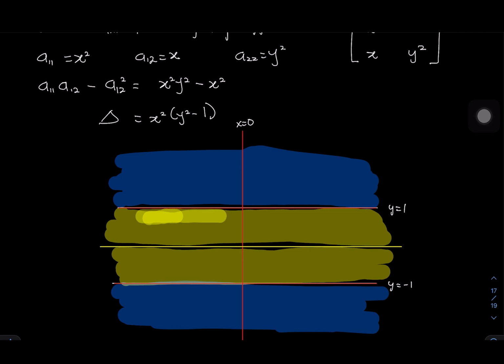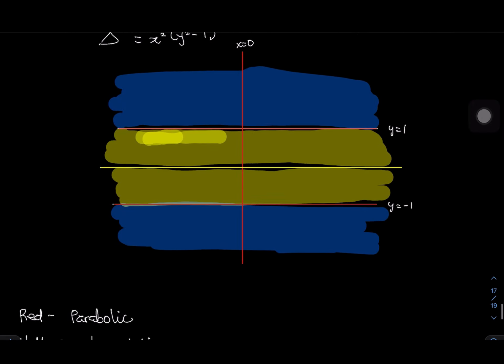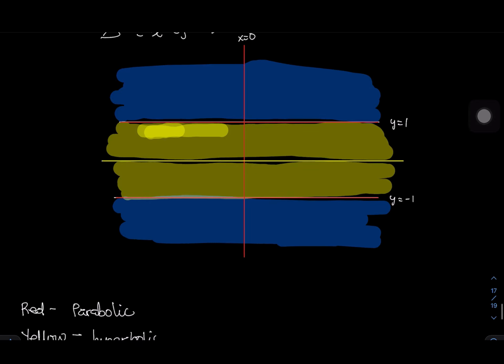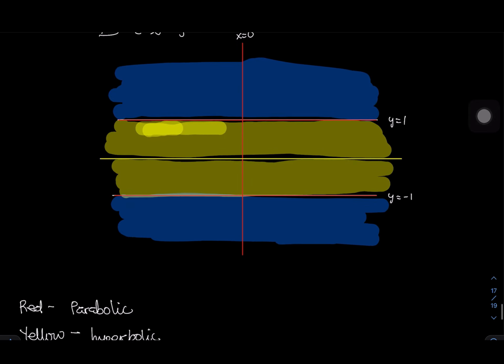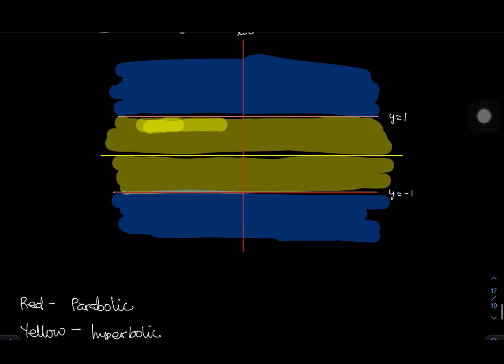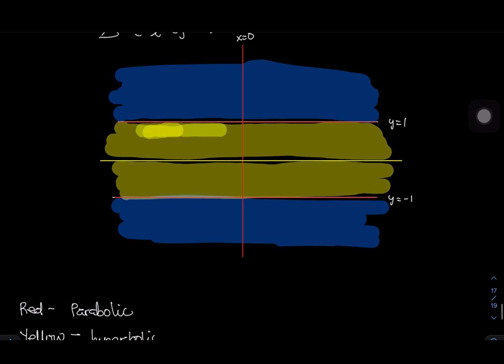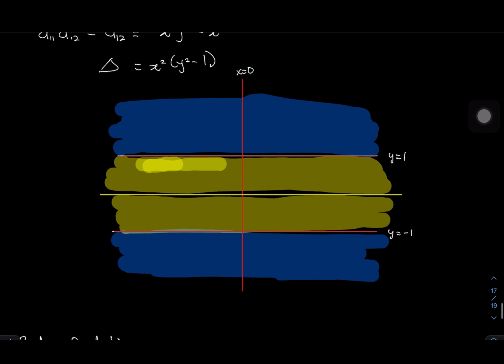y, right? Considering the values of x and y, I shaded the regions for you, and the red lines are the values of y and x which will make the PDE parabolic. So when y is equal to plus or minus 1, you can see that this part goes to 0, making the entire thing 0. And when x is 0, the entire thing goes to 0. So you have a parabolic PDE.